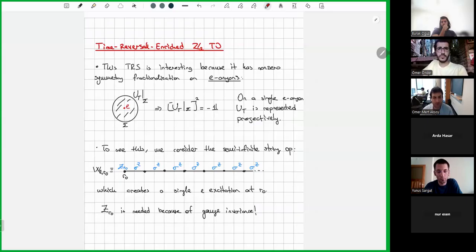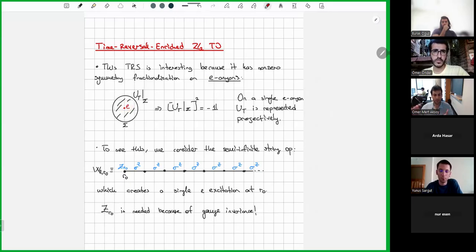Now this time reversal symmetry is interesting because it realizes a non-zero symmetry fractionalization on the E anyons. What do I mean by symmetry fractionalization? The usual law of symmetry fractionalization is the following. You have some global symmetry operator, in this case, the time reversal symmetry operator. You take a single excitation, in this case, I claim that it's the E anyon. So I have a single E excitation.